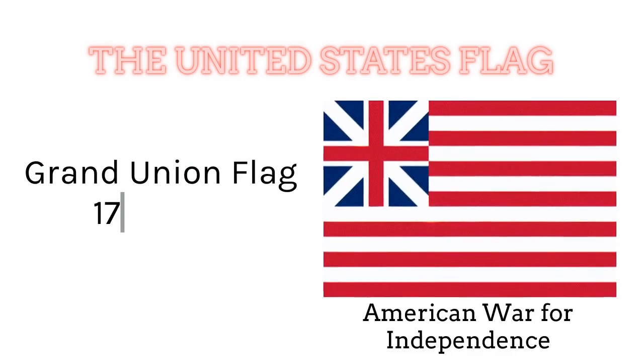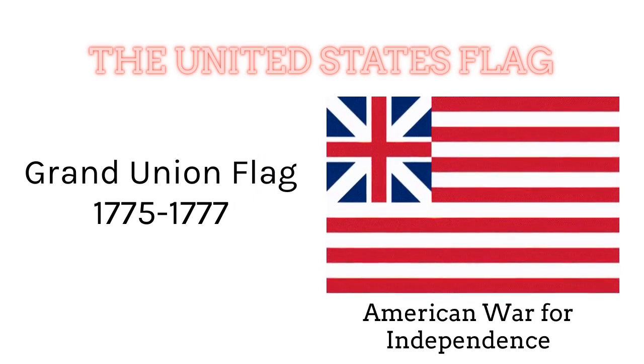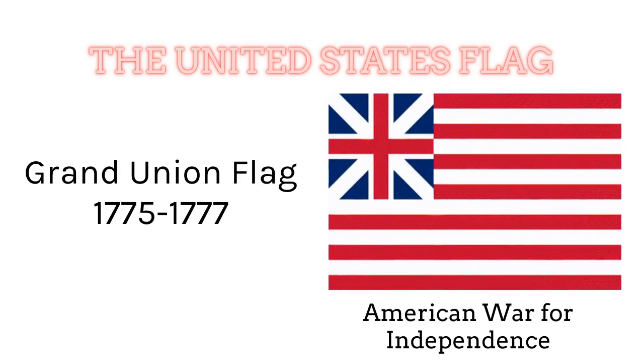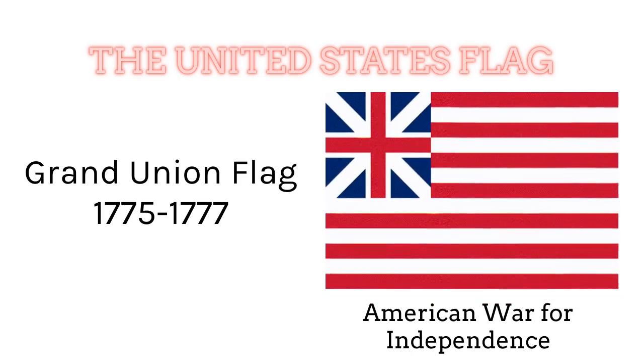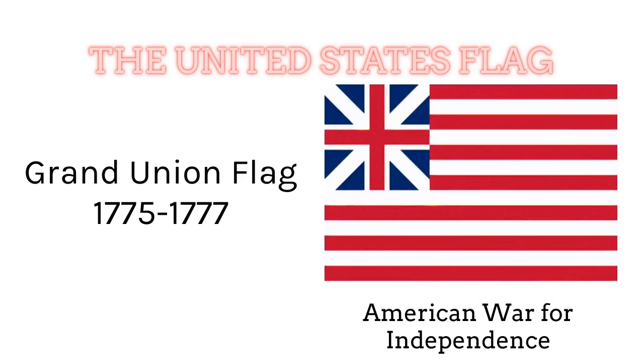The first recognized flag of America was called the Grand Union Flag, also known as the Continental Colors Flag. It was flown during the American War for Independence, also known as the Revolutionary War. It has 13 stripes with the Union Jack in the top left-hand corner. It was flown between 1775 and 1777.